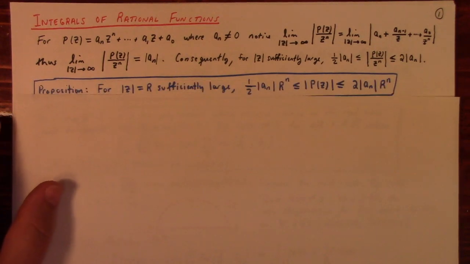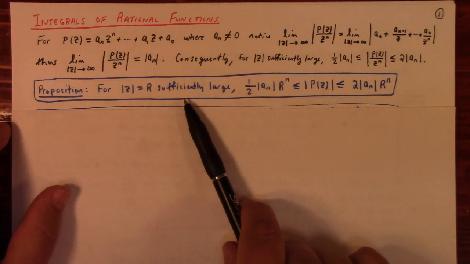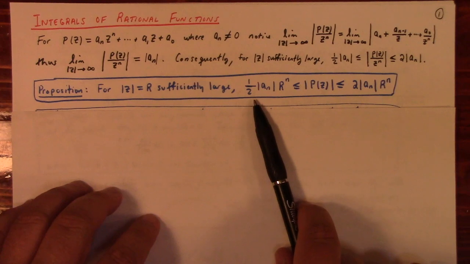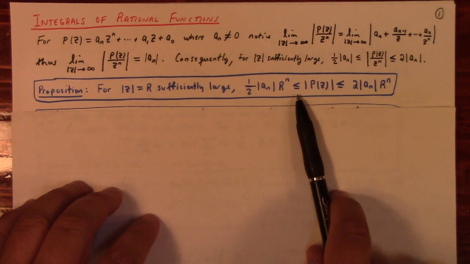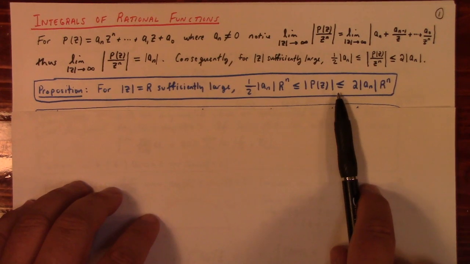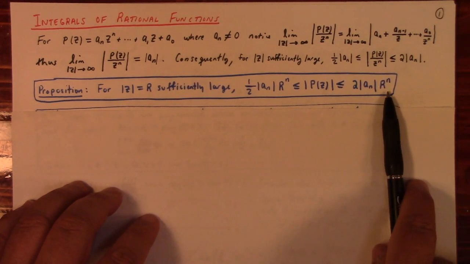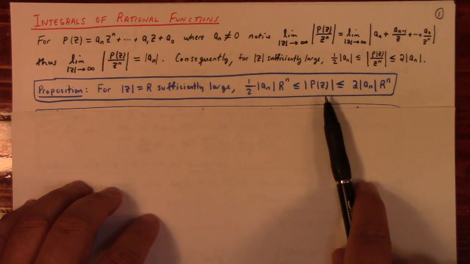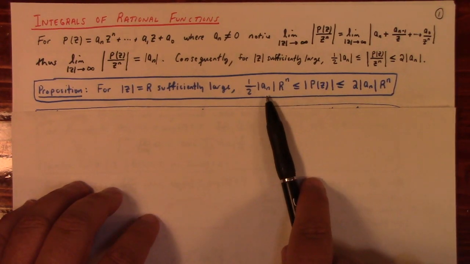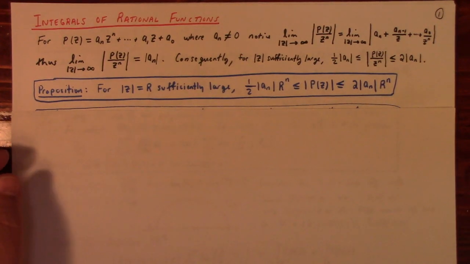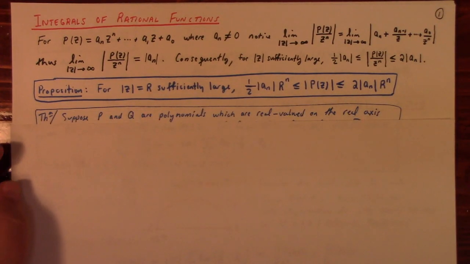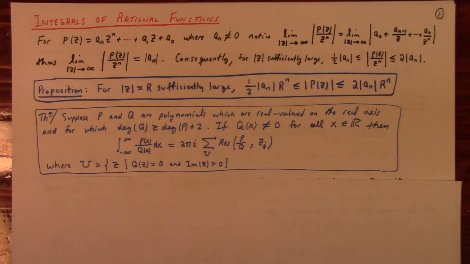And that's really all you need, because for z sufficiently large, you get 1/2 the leading coefficient times r^n less than the modulus of the polynomial, less than 2 times the leading coefficient times r^n. So when we have the polynomial in a denominator, we need that one. When we have the polynomial in a numerator, we need that one in order to implement the ML theorem.